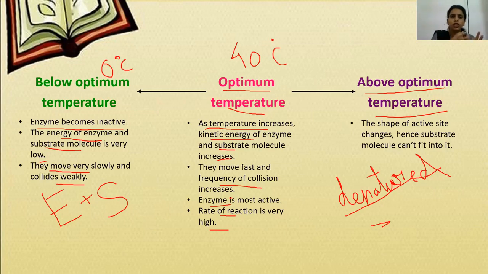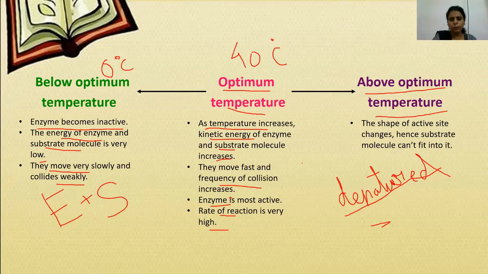Now, as the shape of the active site changes above optimum temperature, what will happen? The substrate molecule will not be able to fit into it. Hence, the enzyme cannot function. As the enzyme is not able to function due to the change in shape of its active site, the rate of reaction will drop suddenly. That's the reason that from optimum temperature, the curve comes down.